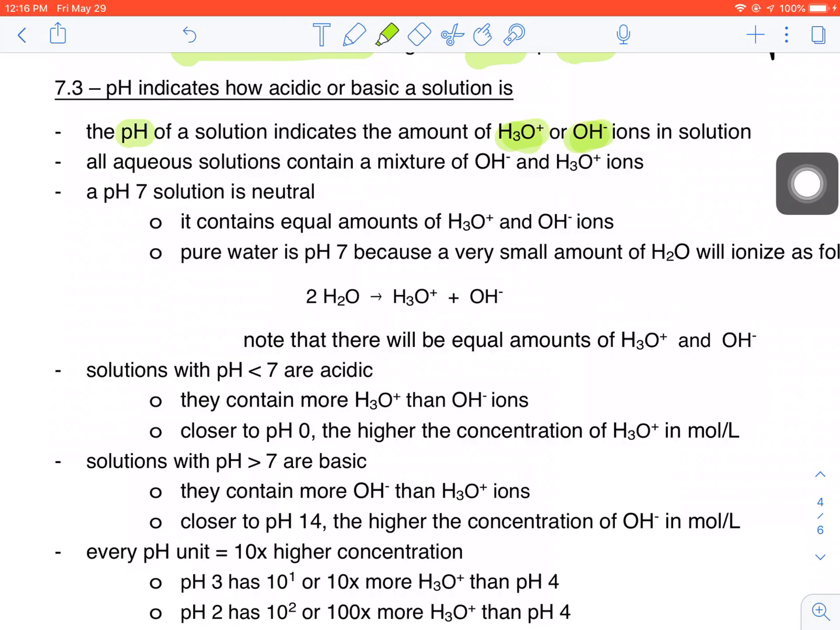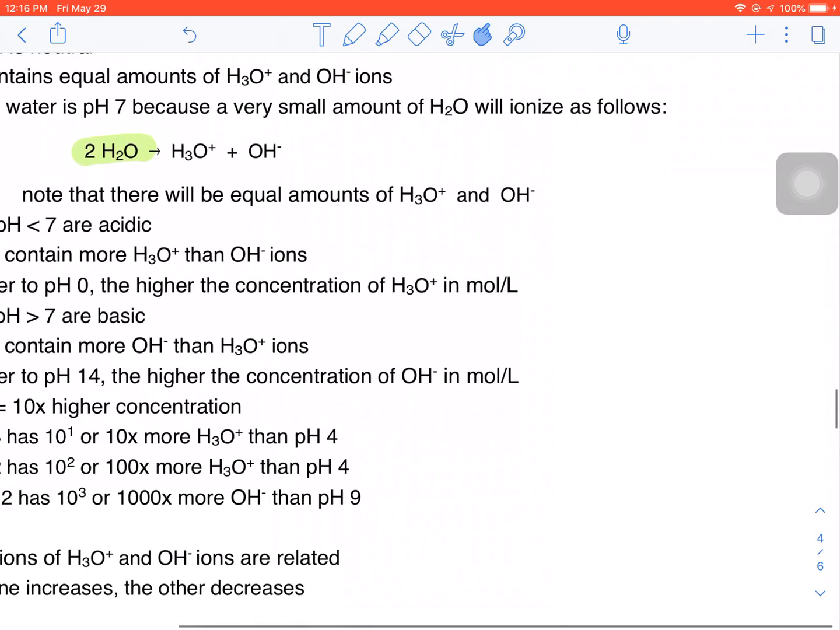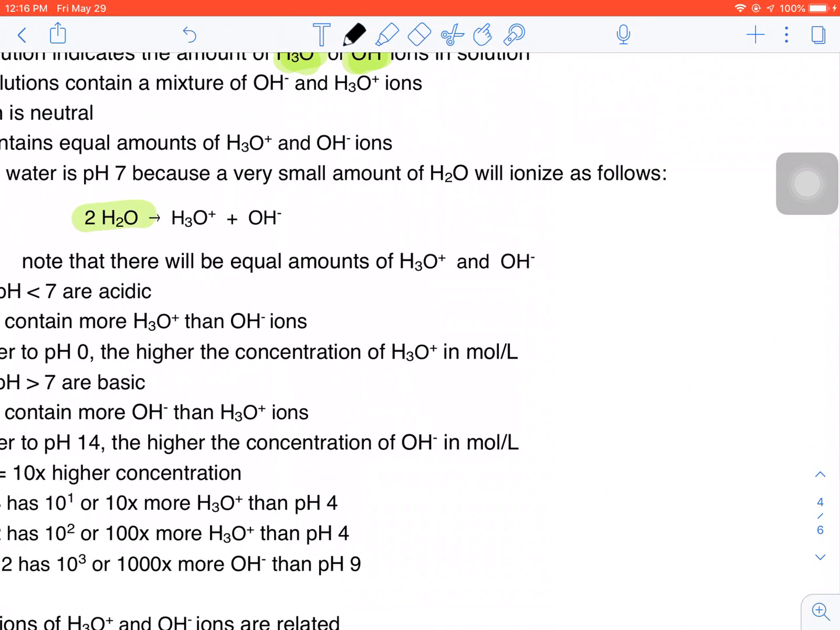Now it turns out that in all solutions, something is dissolved in water. Water is a weird chemical. When I put water into a beaker, a very small amount of the water molecules will react with other waters. Let me give myself some room to work here. One of the H2Os and another H2O are all in solution.